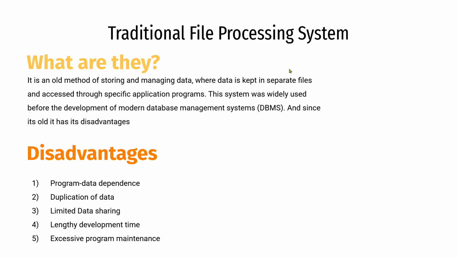Next one is the traditional file processing system. What is it? It's an old method of storing and managing data. That's basically it. It's replaced by DBMS, which we'll talk about soon. The disadvantages are program data dependence, duplication of data, limited data sharing, lengthy development time, and excessive program maintenance.